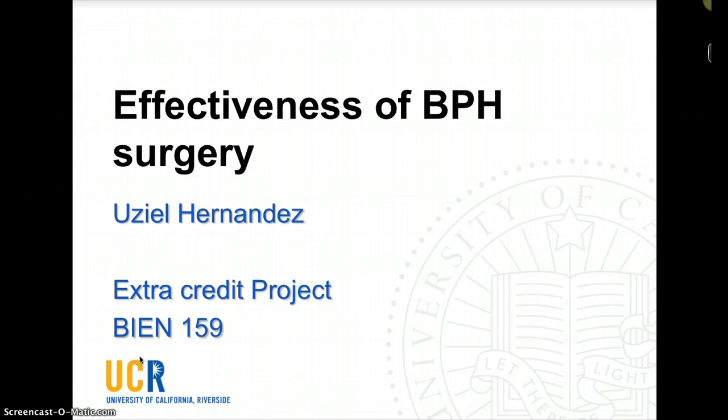This is the Bioengineering 159 Extra Credit project, and I will be talking about the effectiveness of benign prostate hyperplasia surgery, and just a little bit of background of what benign prostate hyperplasia is. Benign prostate hyperplasia, or we'll just call it BPH, is a condition in which there is prostate enlargement. This creates a problem because it narrows the urethra pathway, and it also constricts the bladder.